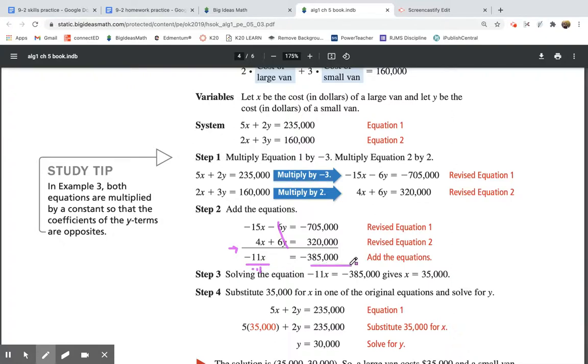I don't have much room. And that gives me that X equals 35,000. So there's the first part of my solution, 35,000. Now we have to figure out our Y.